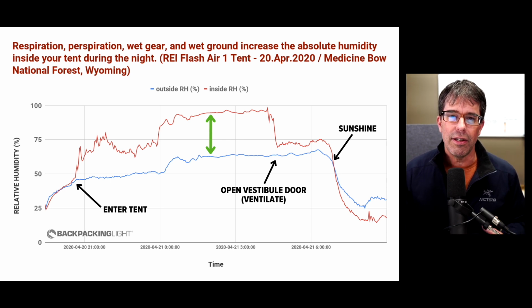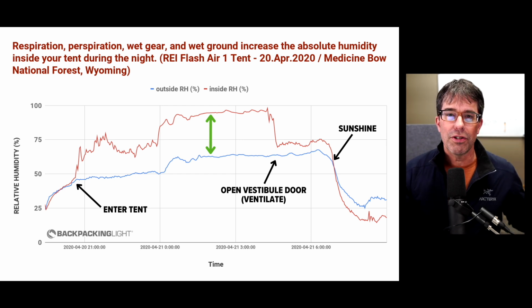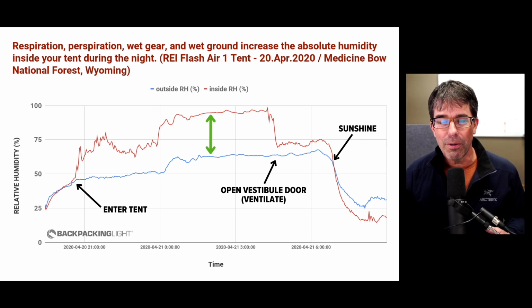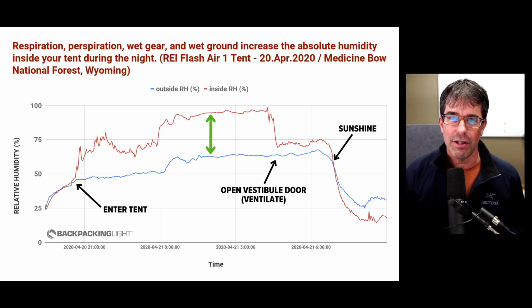And you can see the line between the inside and outside relative humidity narrow. Then once the sun rises and hits the tent, you can actually see the inside humidity become lower than the outside humidity, which is a very unusual condition, and it only occurs when the temperature inside the tent rises dramatically above the outside temperature.